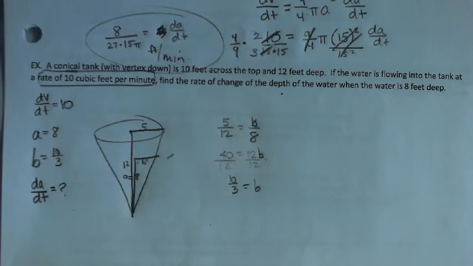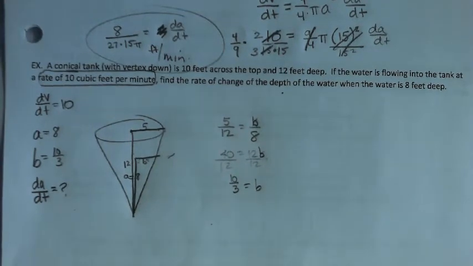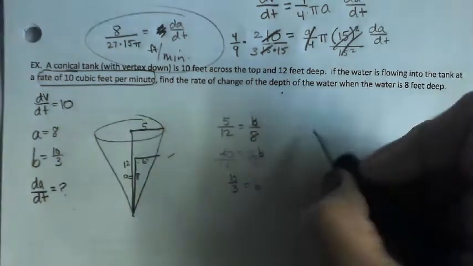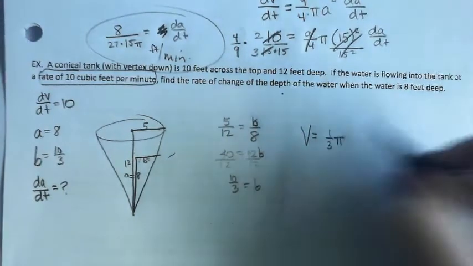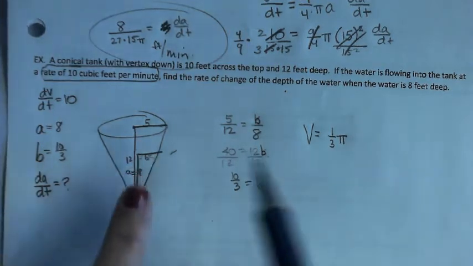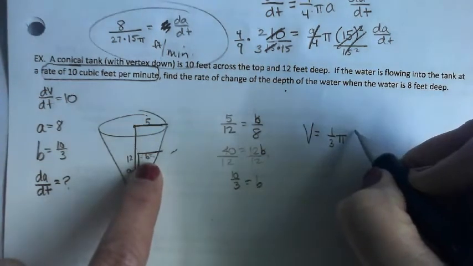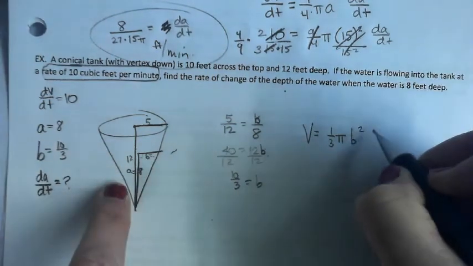Good. So, volume, 1/3 pi r squared h. R is B. H is A.